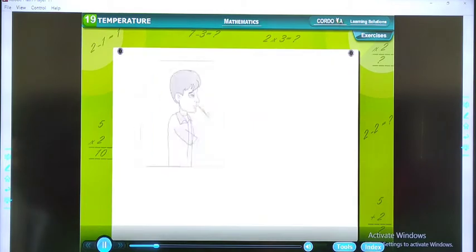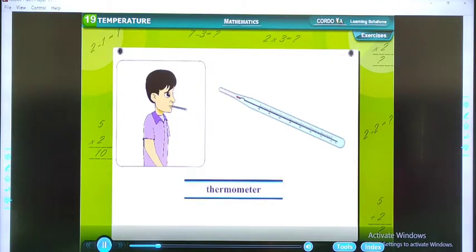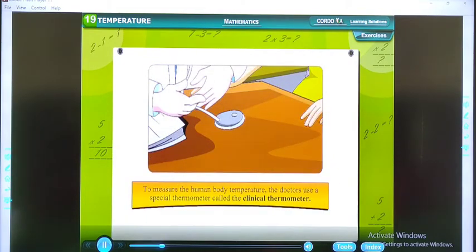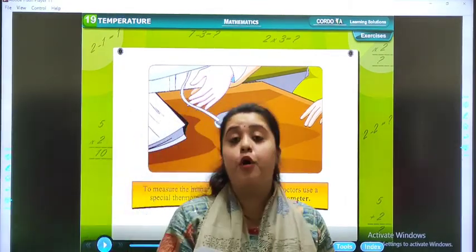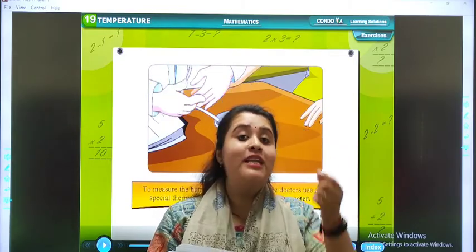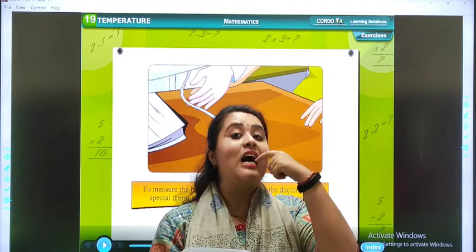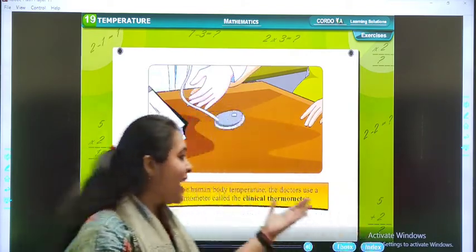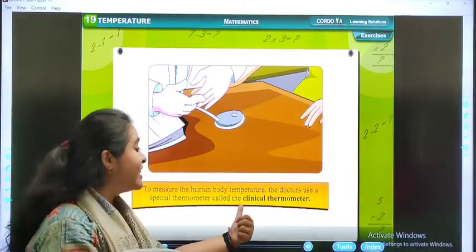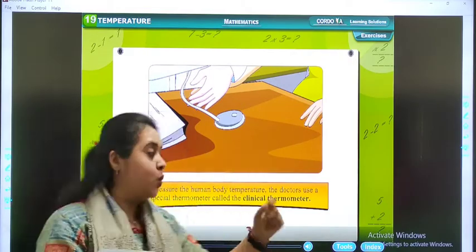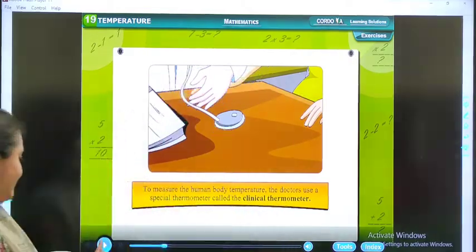We use a special instrument called a thermometer to measure the exact temperature of a body. To measure the human body temperature, the doctors use a special thermometer called the clinical thermometer. Students, आप बहुत बार डॉक्टर के पास गए होंगे अगर आपको फीवर होता है. So what do doctors do? They place a thermometer under the tongue and measure your body temperature, right? So that thermometer is known as a clinical thermometer. To measure the body temperature, we use a clinical thermometer.